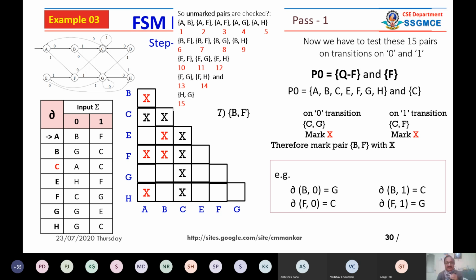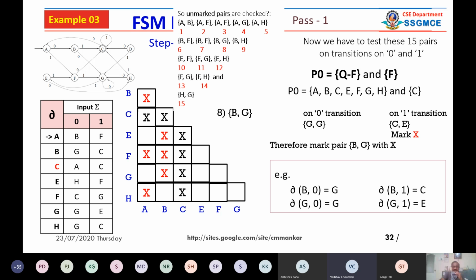Now 8th pair is there, that is a BG. So here, what is happening? BG on 0 goes to GG. You can check it. B and G, it goes to same state, but on 1, it goes to C and E. So C is on right side and E is on left side. So we are marking ultimately BG as a X cross. So this is a pass 1, please note. So in this way, we have to explore all the squares to check. And again, we have to repeat this. That's why I said that this algorithm is a recursive.